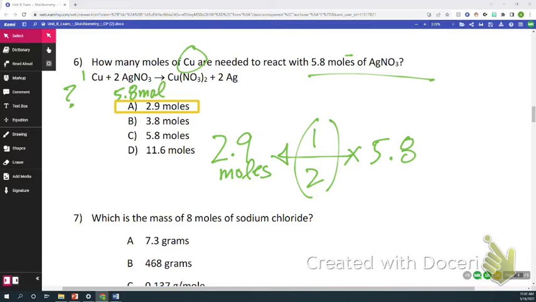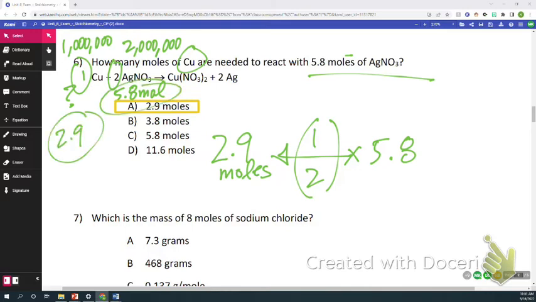They gave you 5.8 moles of AgNO3, and they want to know how many moles of Cu is needed. Well, if you have 5.8 moles of AgNO3, you need half of that. Do you see how this is a 1 to 2 ratio? So if you had 1 million of these, you're going to need 2 million of these. If you have 5.8 of these, you're going to need 2.9 of these. Half of that, because it's 1 to 2.